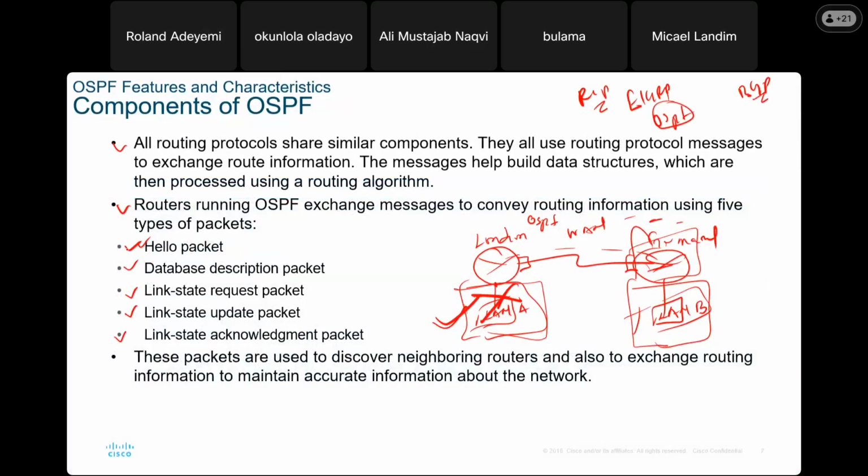There are 5 packets they use to talk to themselves: hello packets, database description packets, link state request packets, link state update packets, link state acknowledgement packets. So these routers will be sending any of these packets to themselves. I was still going to come to that. For instance, what is a hello packet all about? A hello packet is just to keep track of your neighbor.